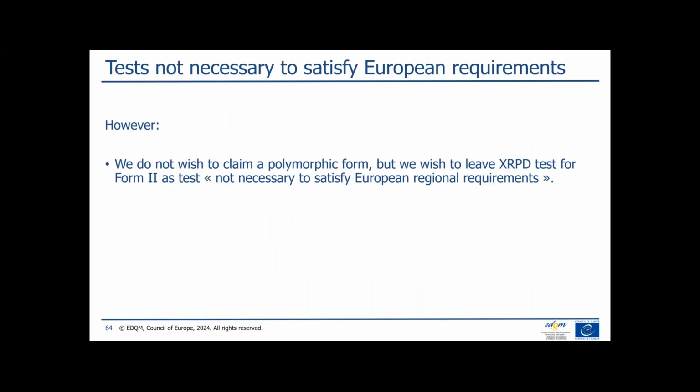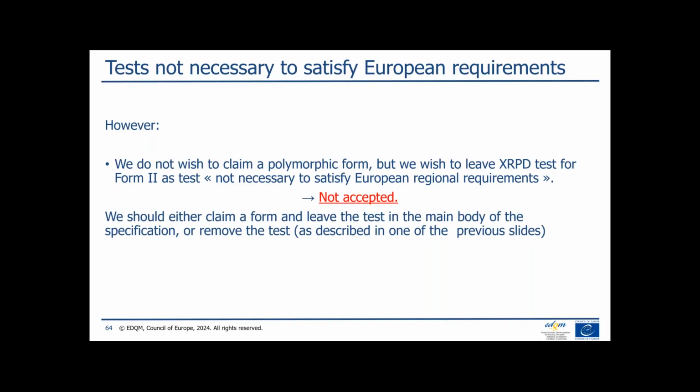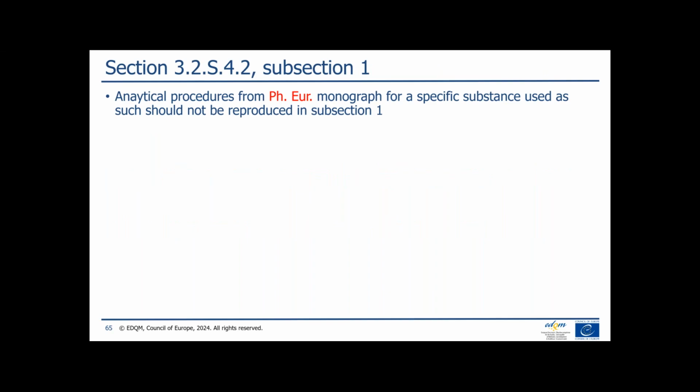Please do note that if you do not wish to claim a polymorphic form, but you wish to leave the X-ray test for form 2, for example, as a test not necessary to satisfy European regional requirements, this will not be accepted. For polymorphic forms, you should either claim the grade or remove the test.